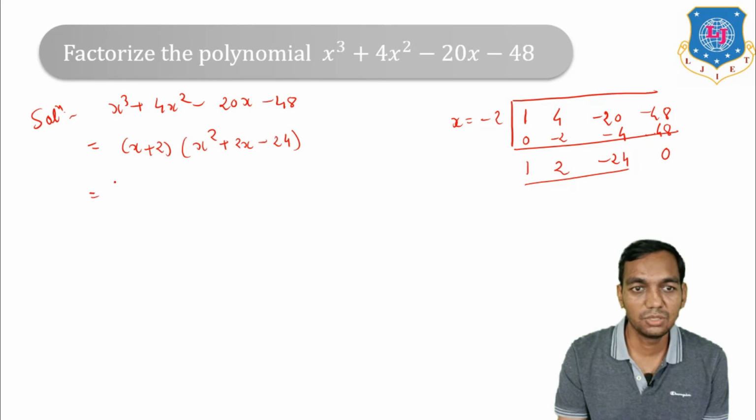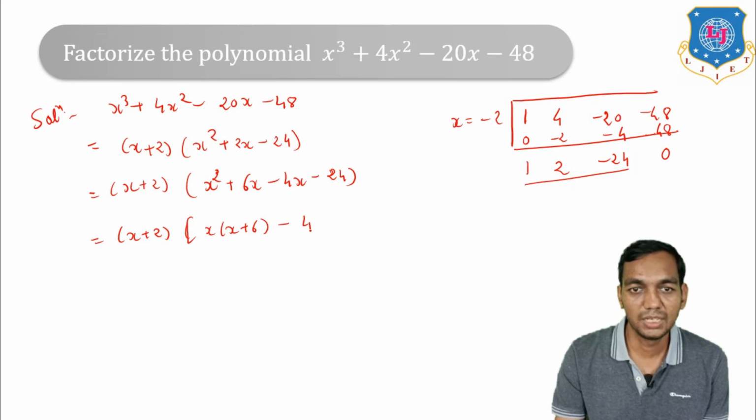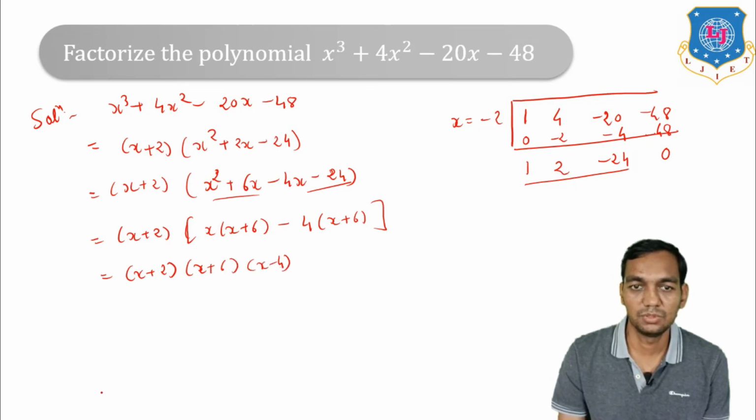Now write down the factors of minus 24. Now 6 4 is a 24, so we have x square plus 6x minus 4x minus 24, correct? So this is going to be x plus 2 into the bracket x plus 6 minus 4 times x plus 6. We are going to pair first 2, second 2, and if you simplify this, then you will get x plus 2, x plus 6, x minus 4, correct? So this is the answer.